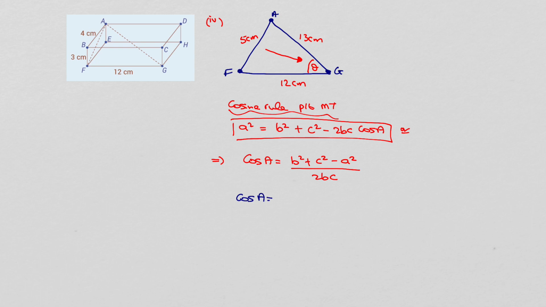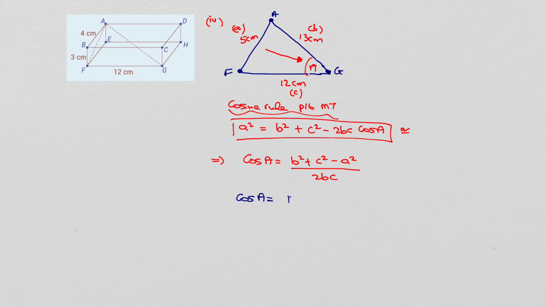So we need to decide what's A, what's B, what's C. So we're looking for the angle here at G. So that's going to be A in the formula. If I just change that letter there to A, then the side opposite would be A. Now you can, of course, use the letters G, F, A if you wish. And then it doesn't matter which side is B and which side is C when we're subbing into the formula. It's only ever the side opposite the angle that is the most important one when we're subbing in.